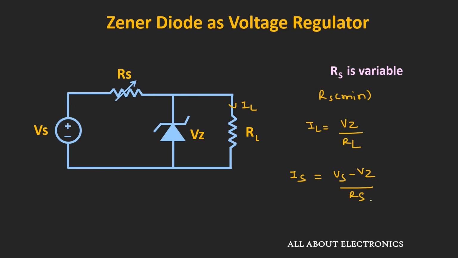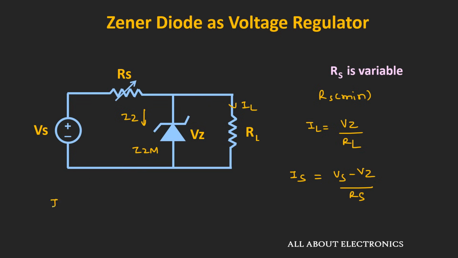So from the expression, as we reduce the value of Rs, then the source current Is will increase. So if we keep on reducing the value of Rs, then the value of Is will increase. But here, as the IL is fixed, so the remaining current will flow through this Zener diode. And we know that the maximum allowable Zener current is equal to IZM. So that will limit the minimum value of this Rs.